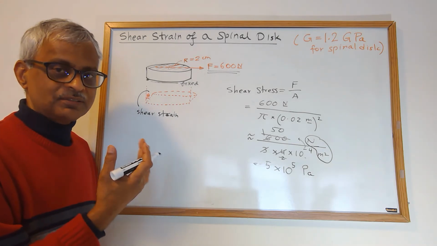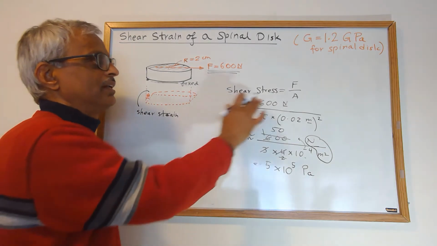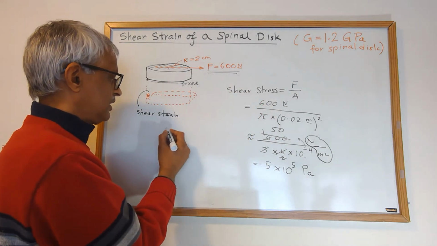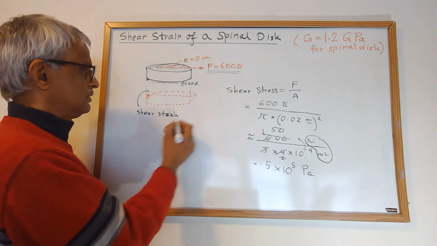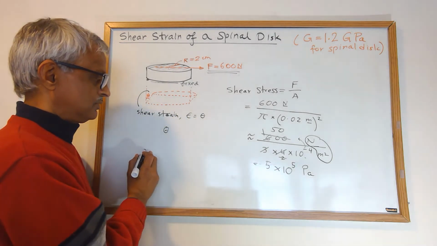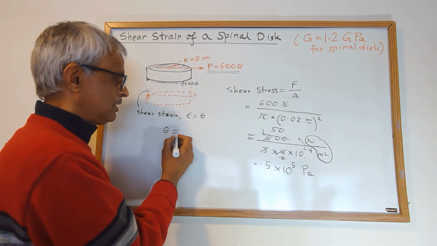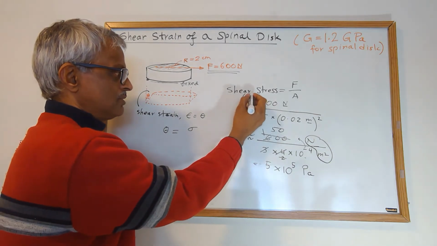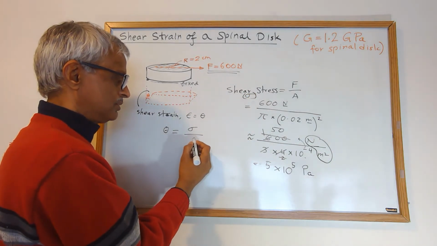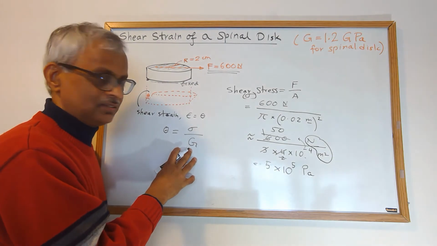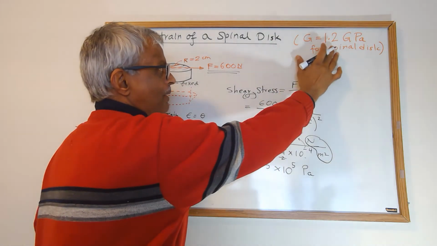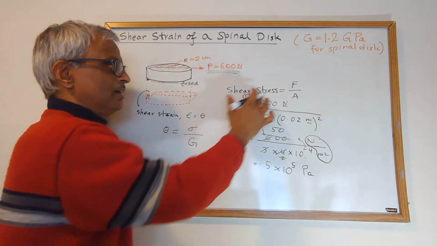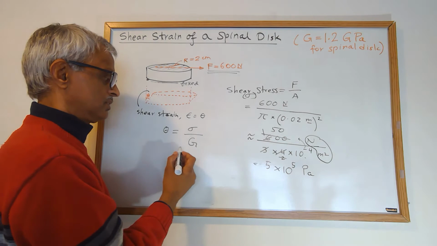Hooke's law tells me how strain is related to stress. This is a general formula. So this theta, which is the strain, epsilon is theta here. So theta is equal to stress, which is sigma, over the corresponding modulus. Here the modulus is the strain modulus. I mean shear modulus, I'm sorry. Here the modulus is the shear modulus.